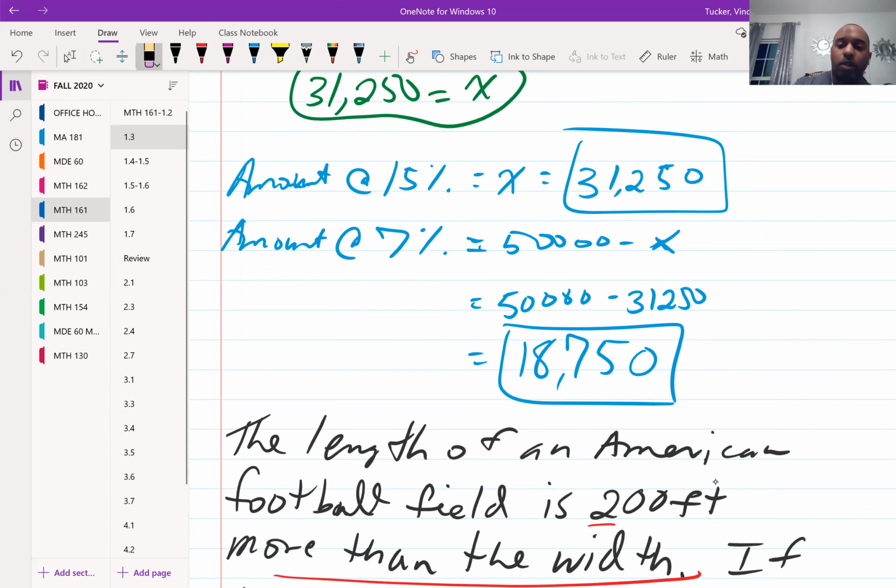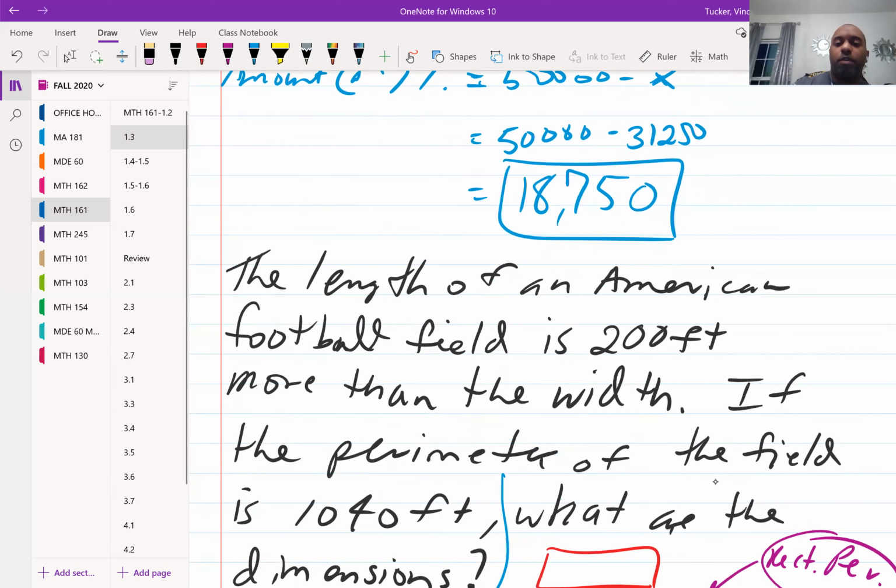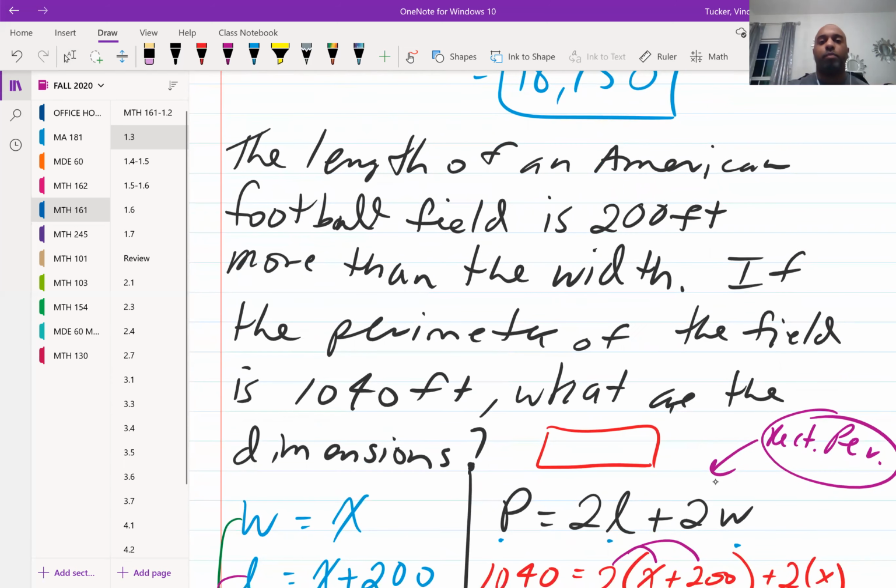All right, so the next one: the length of an American football field is 200 feet more than the width. If the perimeter of the field is 1,040 feet, what are the dimensions?